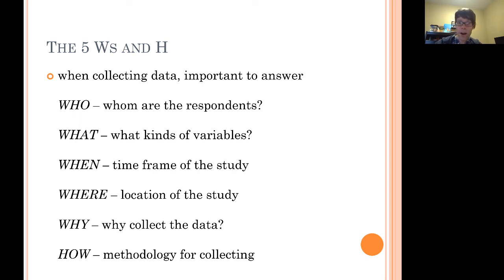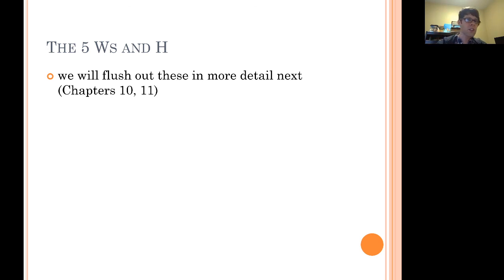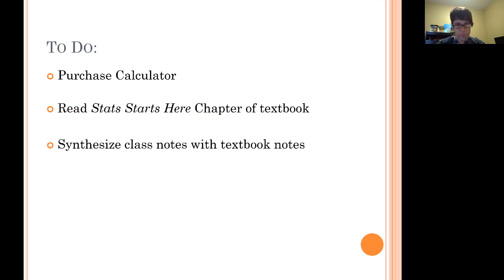Why is the big question: why do I actually want to collect this data? Am I trying to do this or trying to do this? We'll talk about different kinds of studies and how that affects the why portion of the 5 W's and H. And of course, one of the most important ones here is how, and that's the methodology. So how am I going to collect this data, and how am I going to ensure that the way I collect this data is ethical and non-biased? Like I said, we're going to flush these out in a little more detail during our class next time.